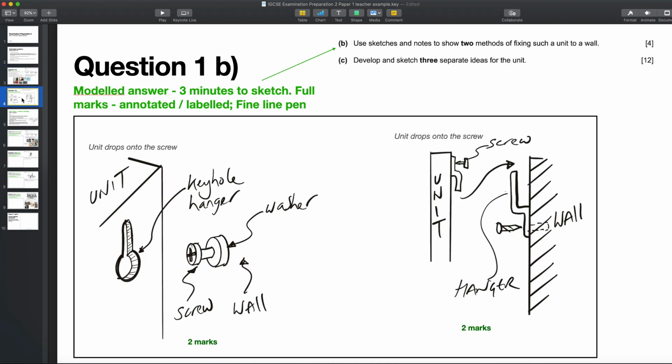I've done a simple example model answer for you. So it took me 3 minutes to sketch both of these two as an example. One of them is a keyhole hanger, which is this one here on the left.